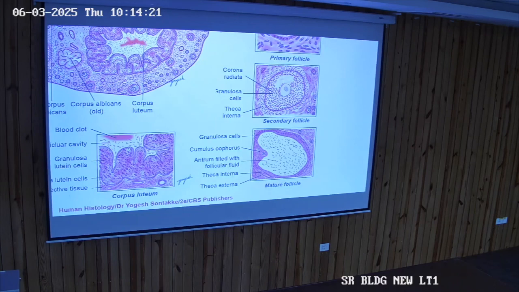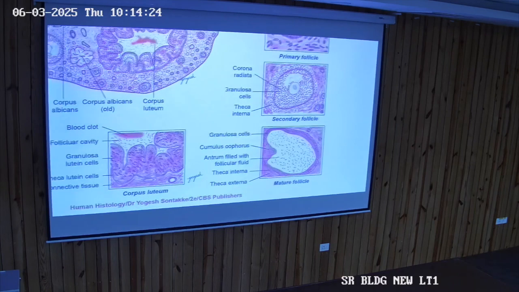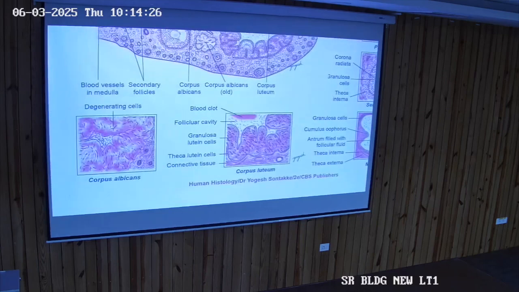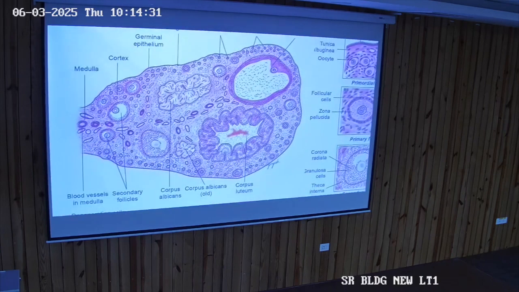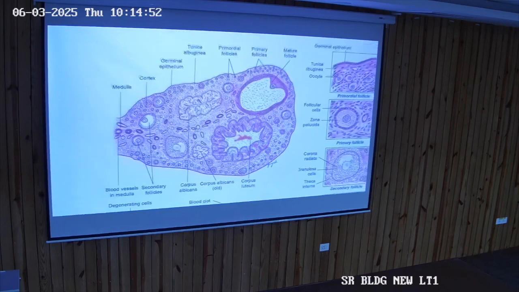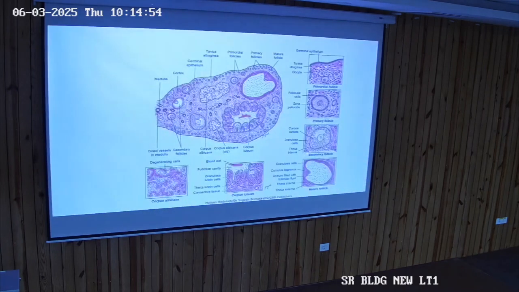This is the corpus luteum where the ova has been released, and this is the degenerating corpus albicans. But in the section of the ovary, when you see the histological picture in the lab, you will see the corpus luteum like this, and the corpus albicans as a smaller structure which is fibrosed. The corpus luteum is an irregular shaped structure which does not contain the ova. So I hope you will understand the slide of the ovary in the lab.